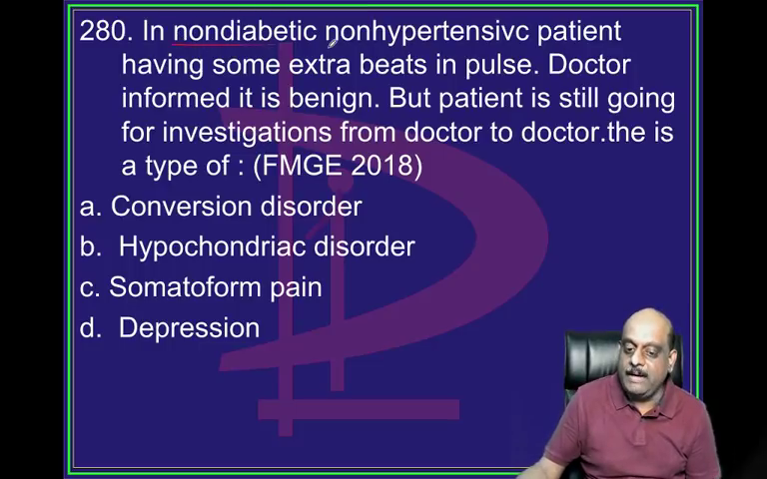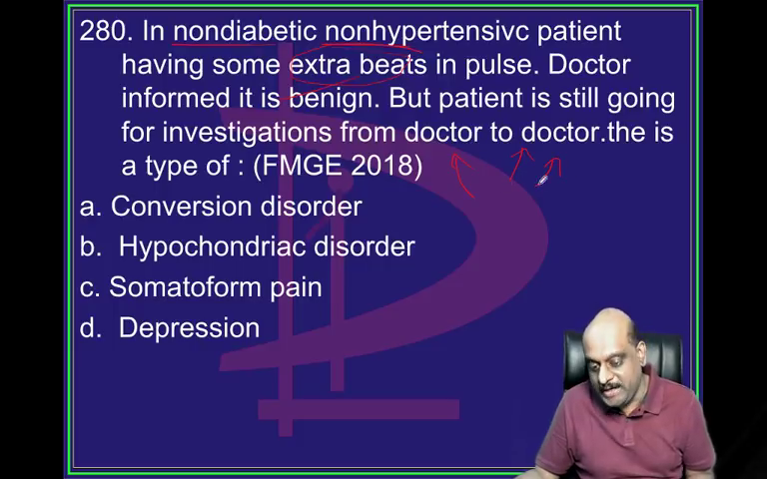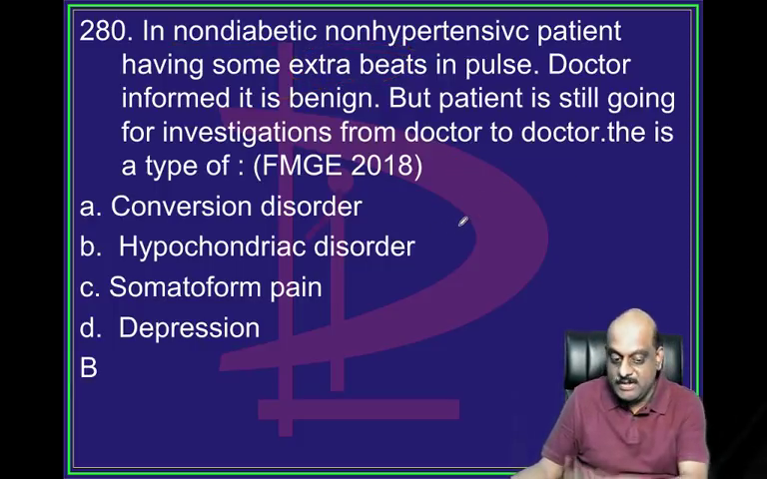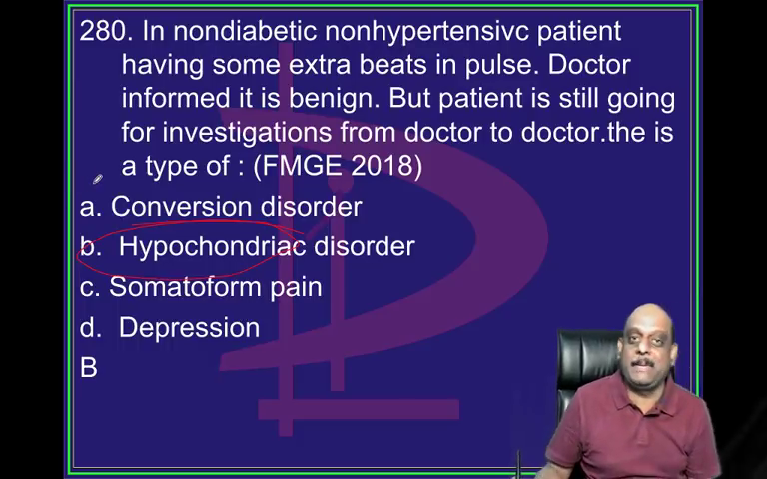A non-diabetic, non-hypertensive, some extra beats. Doctor said they are benign, ECG said they are benign, echo said they are benign, but he goes from doctor to doctor to doctor. What is this called as? Hypochondriac disorder is what you should remember.